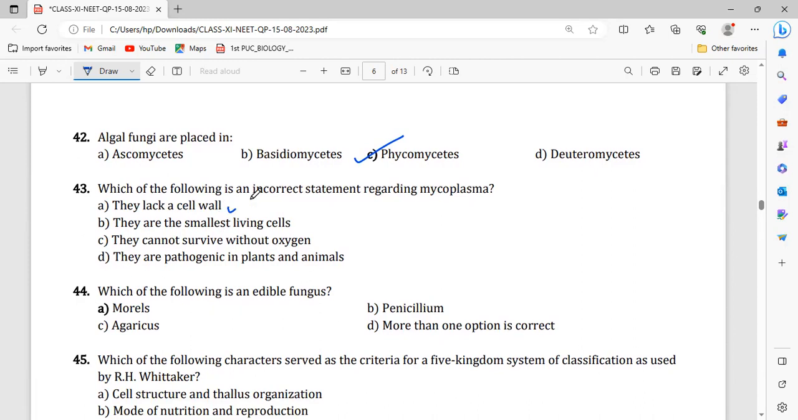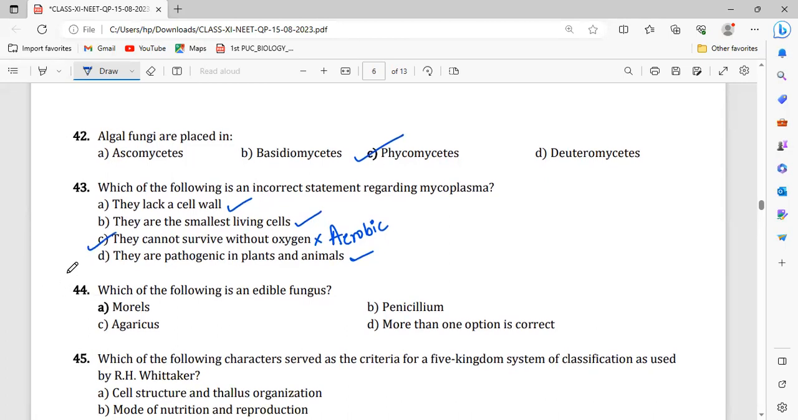So they lack cell wall. Yes, they do not have cell wall, and they are the smallest living cell. They cannot survive without oxygen, which is wrong. So they are aerobes. They are not anaerobic. They are aerobic. They are pathogenic in plants and animals. Yes, they cause the diseases. So answer is option C.